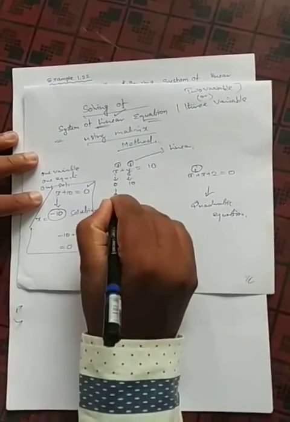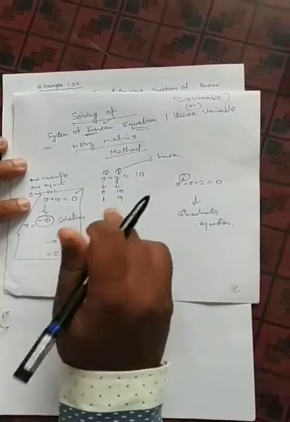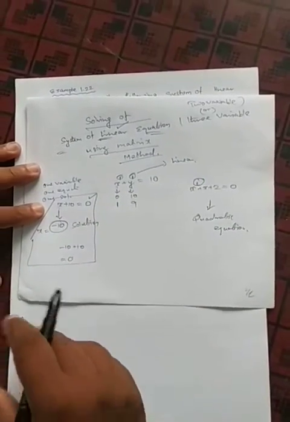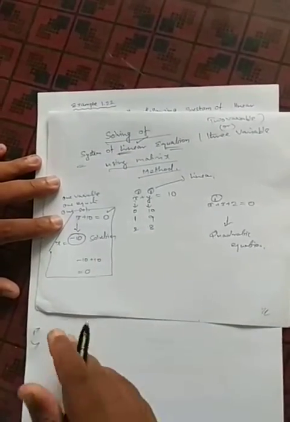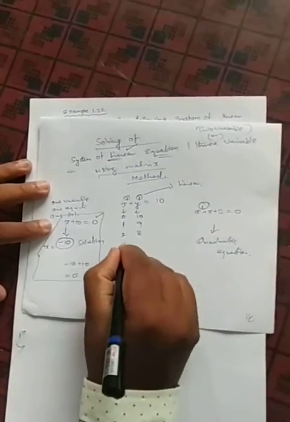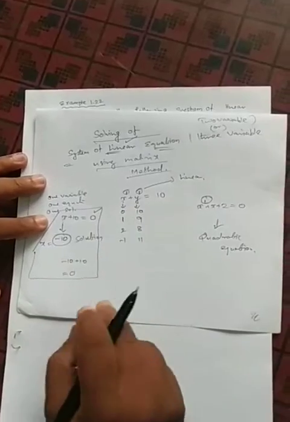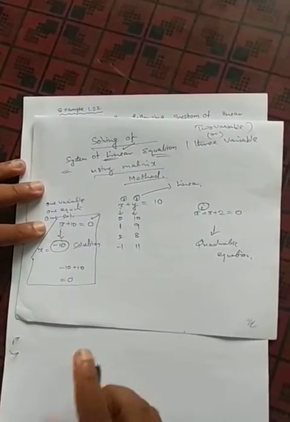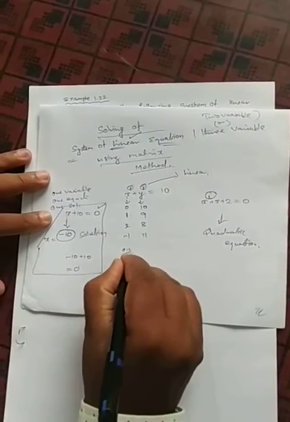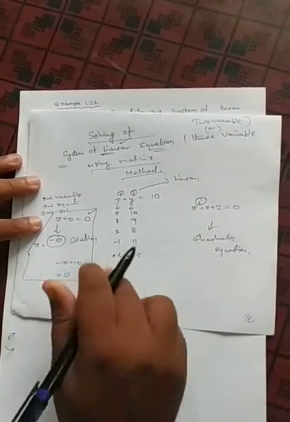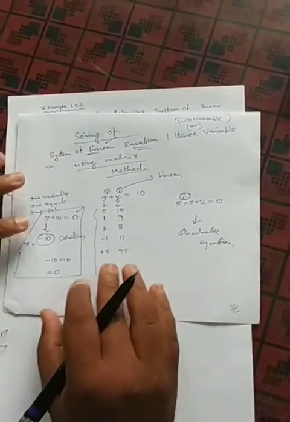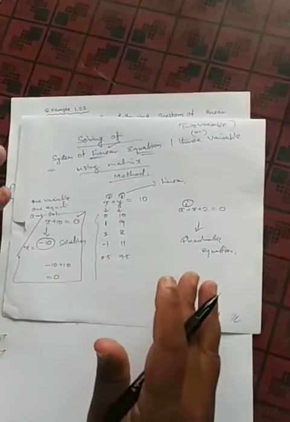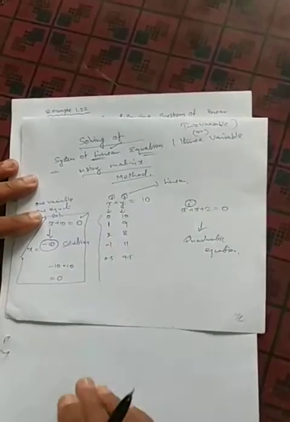If I substitute this as 1, this as 9, 1 plus 9, what answer will come? 10. That is also a solution. If I substitute this 2, this 8, that is also a solution. Or I can say minus 1 and 11, minus 1 plus 11 is also 10. Or this is 0.5, this is 9.5. If you add, it is also 10. These are all solutions. You can give infinite, plenty of numbers to satisfy the equation.